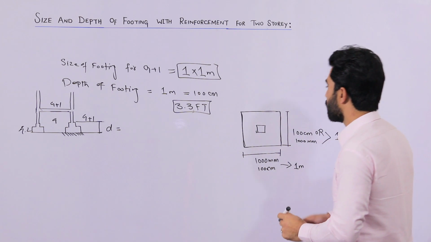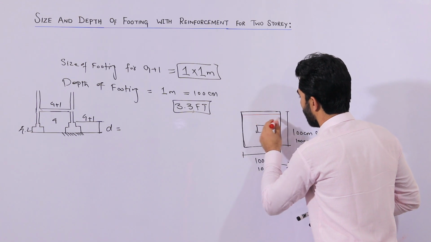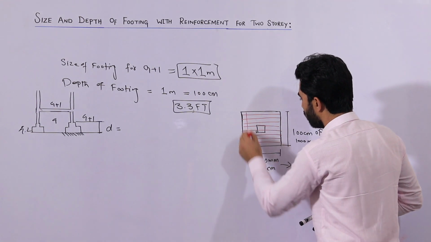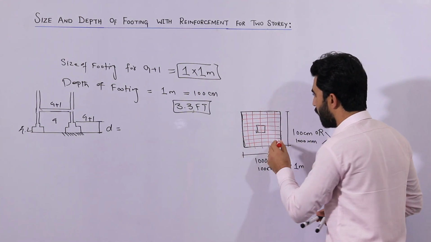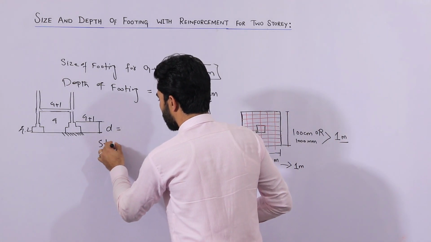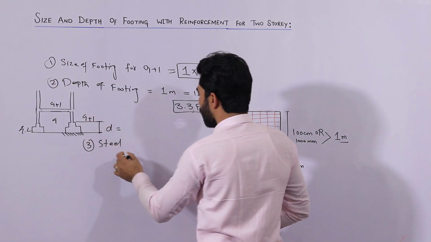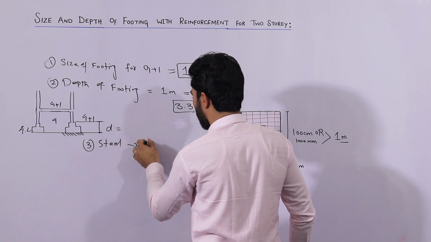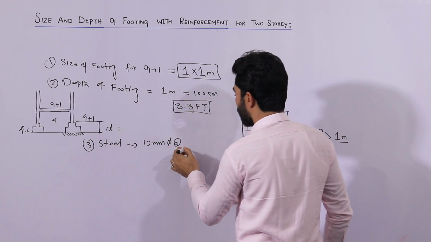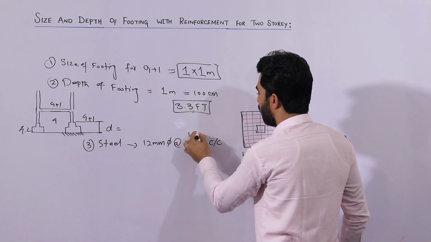Now guys, I will guide you for its steel reinforcement. Inside this we are using steel reinforcement. Like this you can see, these are its steel reinforcement. Here for steel reinforcement, this is the first one, this is the second one, and this is the third one. Use 12 mm diameter steel rod with the spacing of 15 centimeter center to center, or you can say 150 mm.